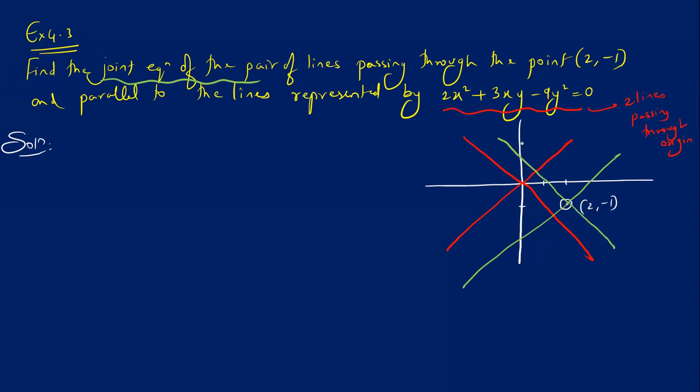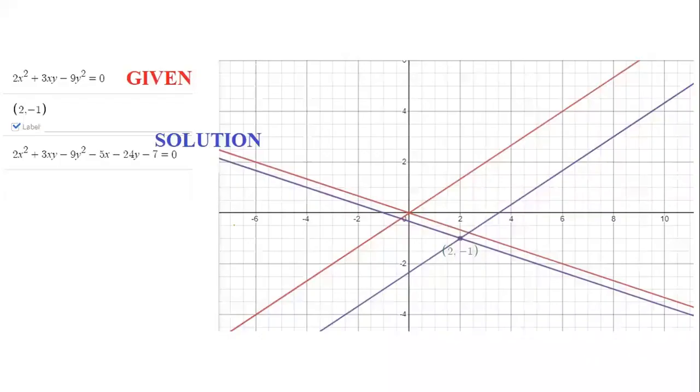So this green part over here, these two lines you have to find. These are the two lines whose joint equation you have to find. This is what the question says. As you can clearly see, the given two lines are the red ones, and the solution is the blue ones. Now how do I get the solution? Let's see.